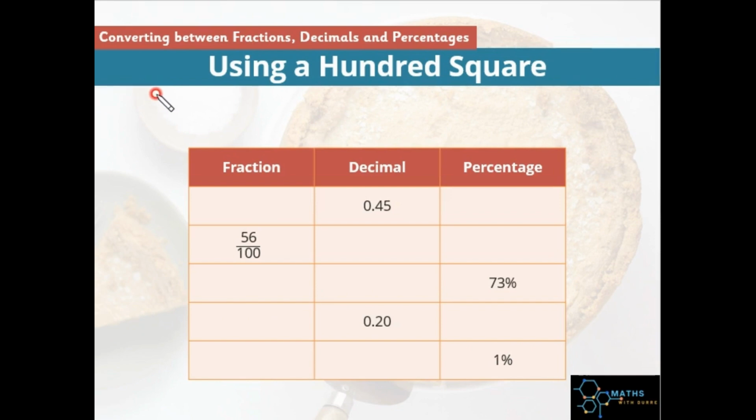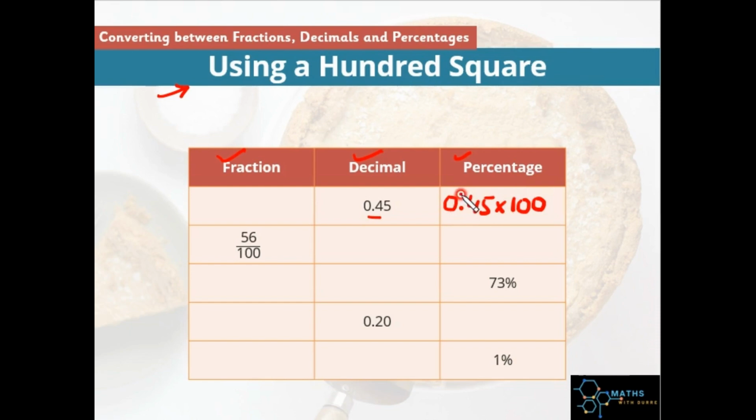Lastly, we have to understand how we can use the 100 square to convert fractions, decimals and percentages. Here a decimal number is given, 0.45. Can we convert it into a percentage? We can convert it into a percentage by multiplying by 100. Any fraction or decimal number multiplied by 100, you can convert them into a percentage. Percentage means out of 100.